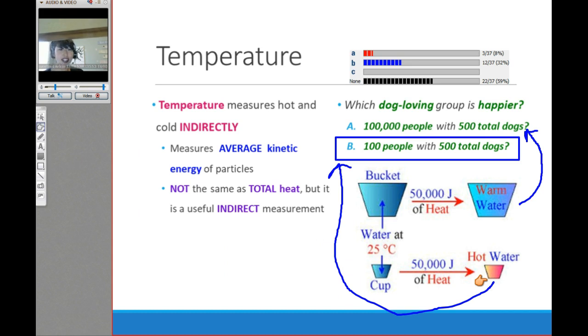Perfect. All right, so again, temperature is indirect, right? It measures this average over here, not the total amount, right? So this right here would be the total heat. Okay, it would be 50,000. Whereas this over here is the temperature, the temp or the average. Okay, and so the average can change.